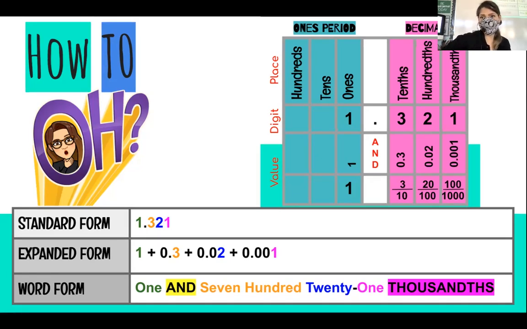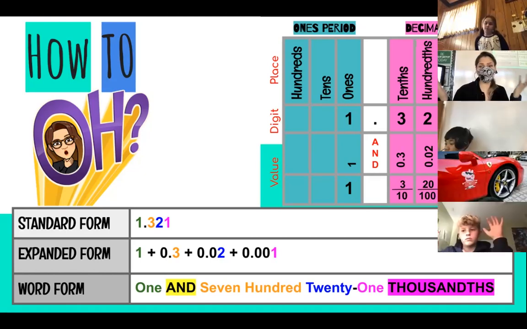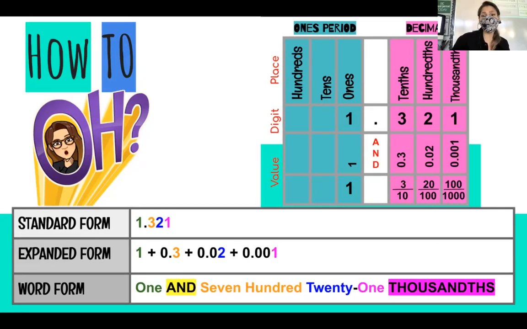Can you say point 32? No. Point is not our math word that we use. It's not a math word. So I would say 32 hundredths because you still have to say the value of that 32. So if you just say 0.32, I have no idea what the value of the 32 is. And at that point, I don't even know if it's a whole number or a decimal.